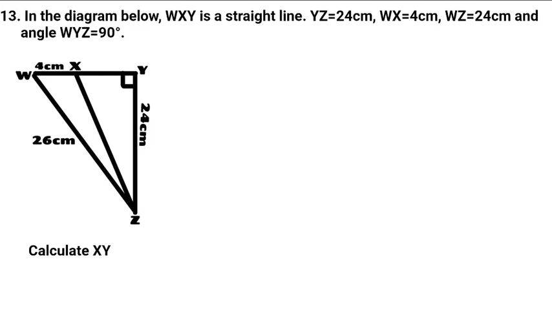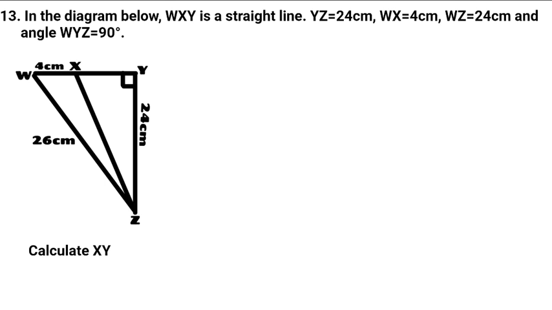Okay, question 13 was as follows. In the diagram below, WXY is a straight line. YZ is equal to 24 centimeter. WX is equal to 4 centimeter. And WZ is equal to 26 centimeter, not 24 there. I'm going to change it later on.